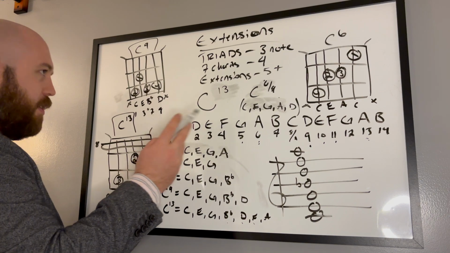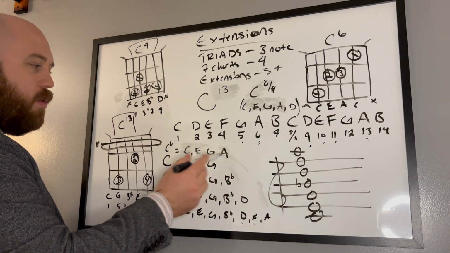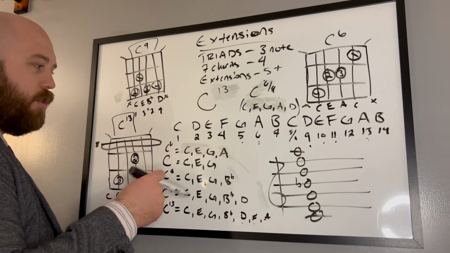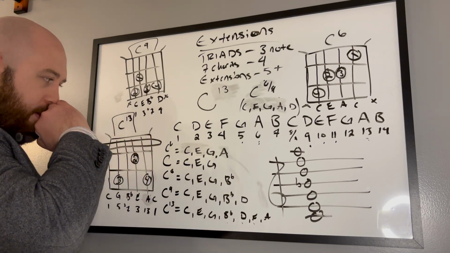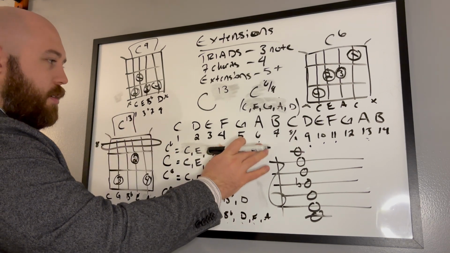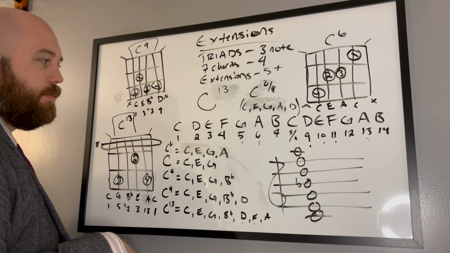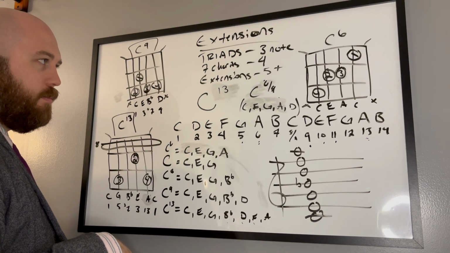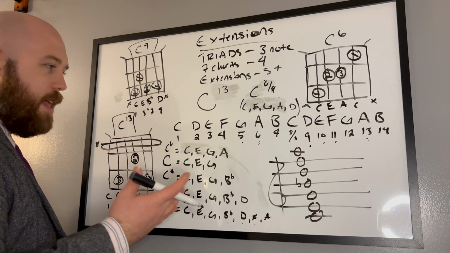If it's below 7, you're just adding the note into whatever chord you're playing. For example, the C6 is a C triad plus the 6. Okay? And that's that. I think that's all.